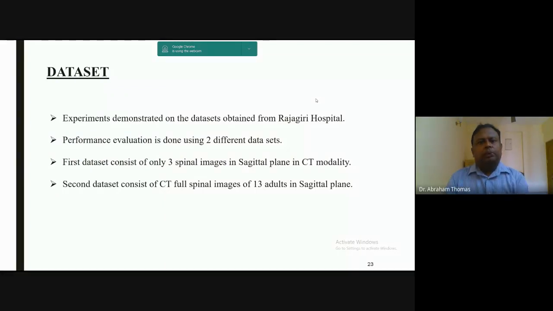Now the data set. Experiments demonstrated on the data set obtained from the Rajagiri Hospital. Performance evaluations done using two different data sets. First data set consists of only 3 spinal images in sagittal plane in CT modality. Second data set consists of CT full spinal images of 13 adults in sagittal plane. We augment these images by adding noise to it for different standard deviation or variances, white Gaussian noise.